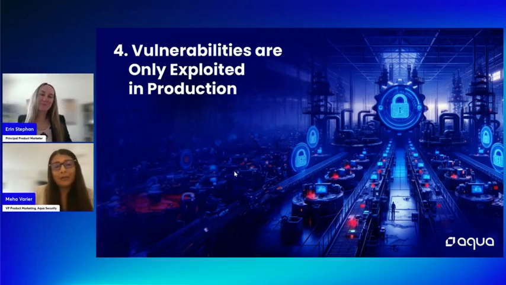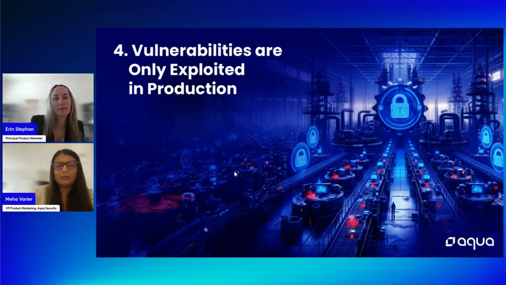So in the last myth, we talked about known risks. What we mean by known risks, as I made this point a few slides earlier, is our misconfigurations, our vulnerabilities, the things that we know are going to happen that we have to go and prioritize. Well, this brings us to our next myth about vulnerabilities only being exploited in production.